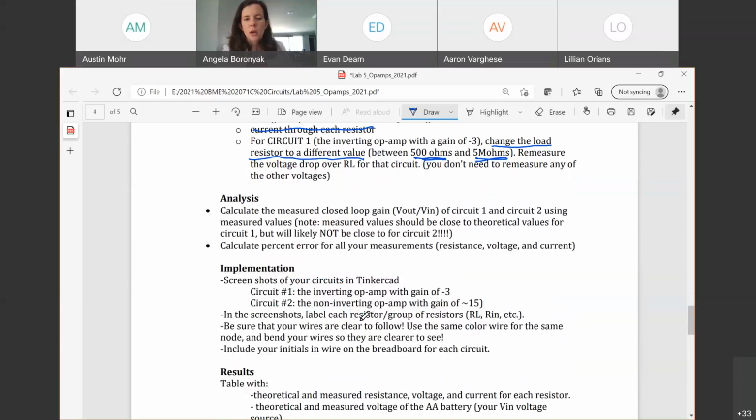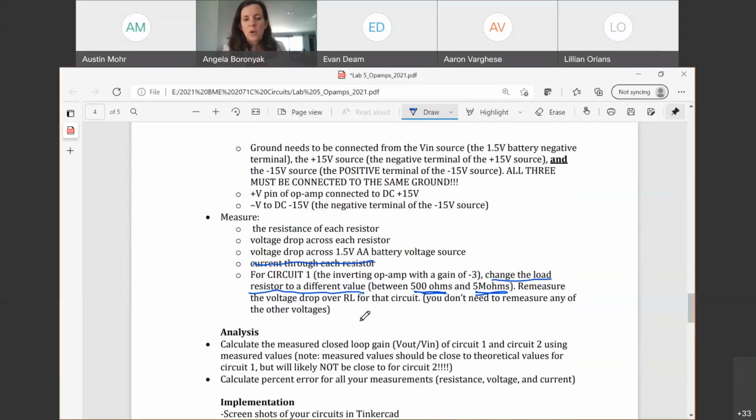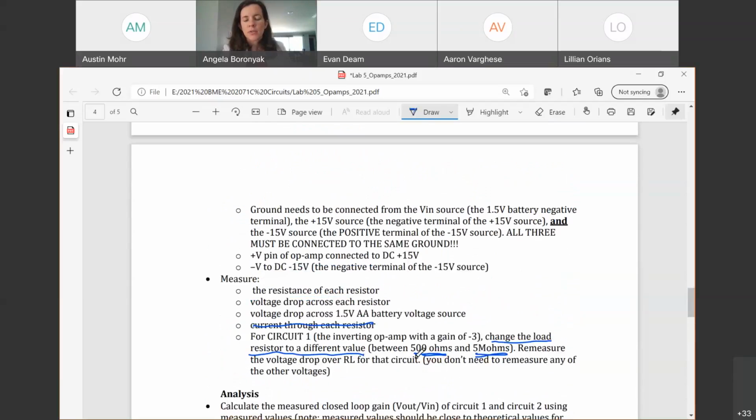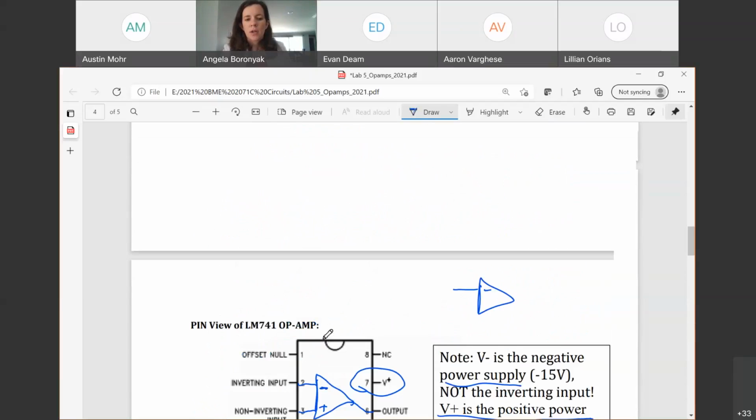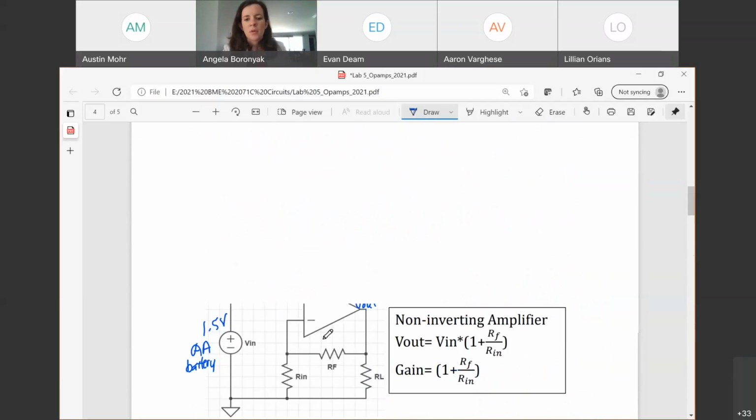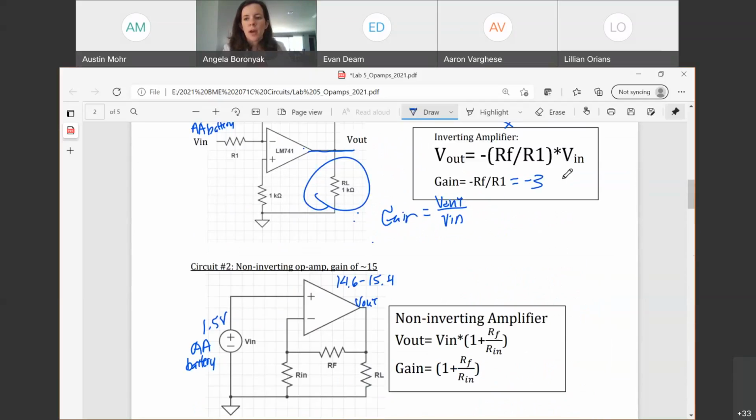Okay. For circuit number 2, you don't need to change the RL. That's only for circuit 1. Circuit number 2 is going to be our non-inverting amplifier. So here's our non-inverting amplifier. Let's see if we can hook it up like this in Tinkercad.